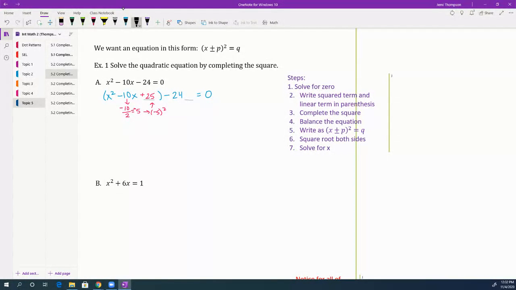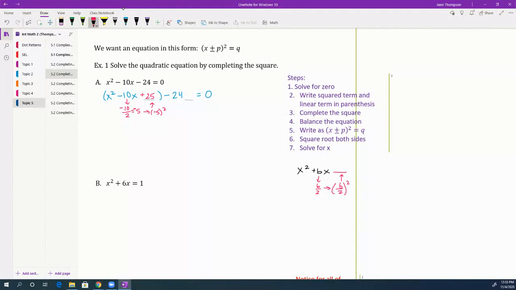So if I go over and write this out with our formula, if I'm looking at x squared plus bx, then to find my c value, I'm taking half of b, and whatever number that is, I'm squaring it, and then that's what goes right here in this spot. So that's completing the square. I added the 25 in here.